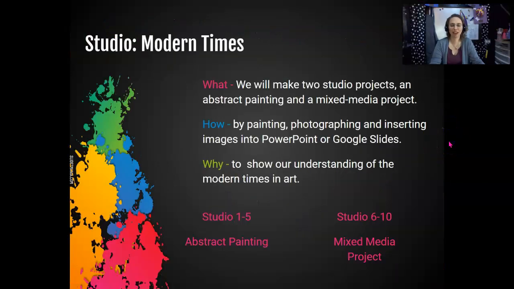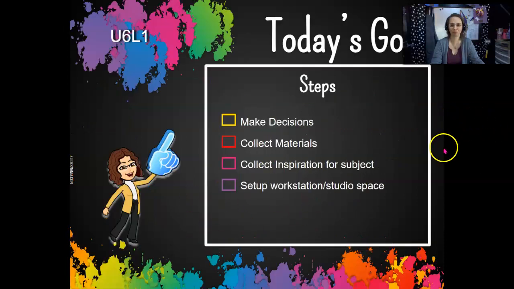If we take a look at our objectives here, what are we doing? We will make two studio projects, an abstract painting and a mixed media project. How are we doing this? By painting, photographing, and inserting images into PowerPoint. Why are we doing this? To show our understanding of modern times in art. And so unit lessons 1 through 5 will be this abstract painting. So we're going to focus on that today.